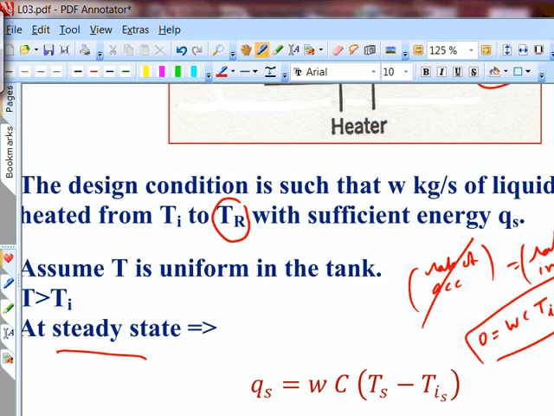All I've done then is rearrange that equation by writing QS equals WC, which is a common factor, times TS minus TIS when it takes it to the other side. So this gives me the steady state balance equation, okay, energy balance equation.